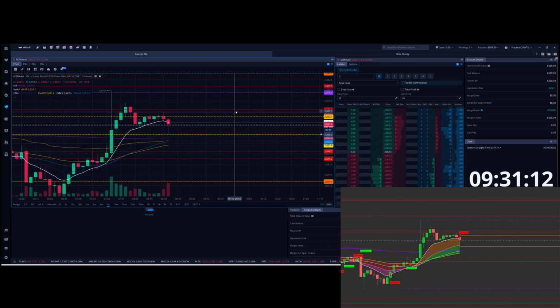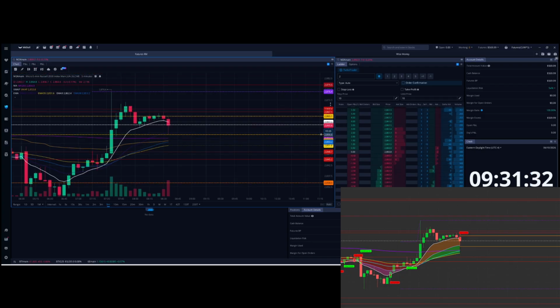Still waiting, not getting in yet. We got these two daily levels ahead of us at 2867.1. But we're also trading right on top of this VWAP, which this white perforated line is what the VWAP was yesterday at close of market.